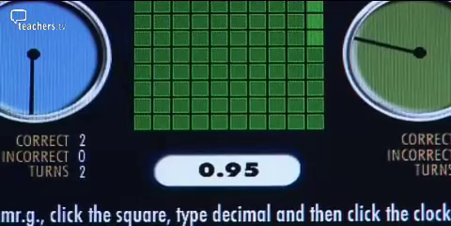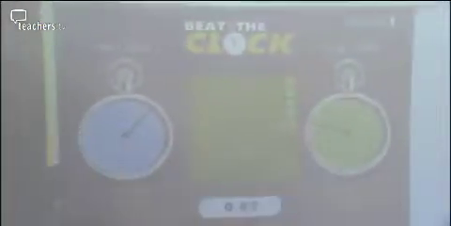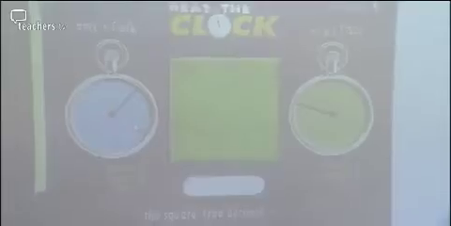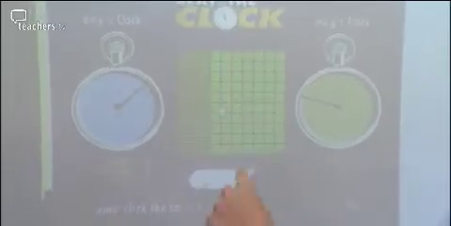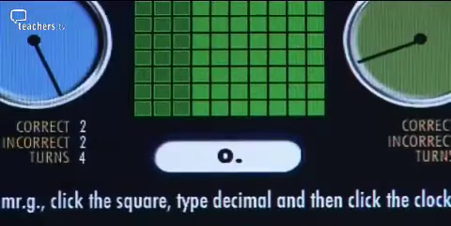So it's 95 100ths, so that's 0.95. I stop my clock. You'll go, Amy. 0.3. Well done, stop your clock. You're well in the lead.